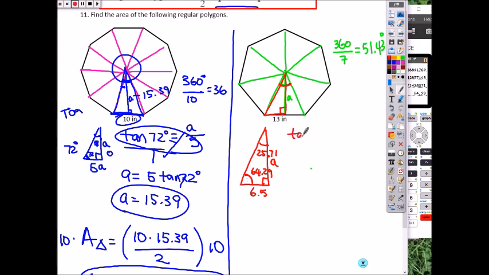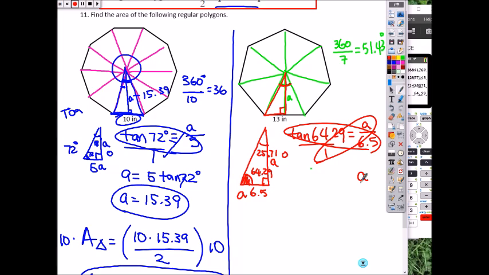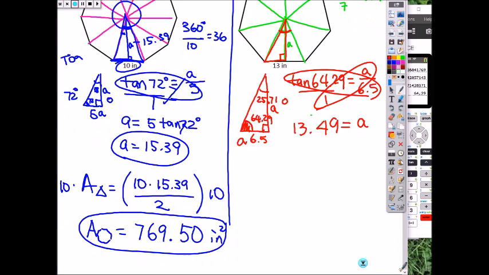So tangent of 64.29 equals opposite over adjacent, A over 6.5. So again, you cross multiply, meaning you multiply by 6.5 on both sides. So what do you get for A? 13.49. So now I'm going to just plug into the formula.